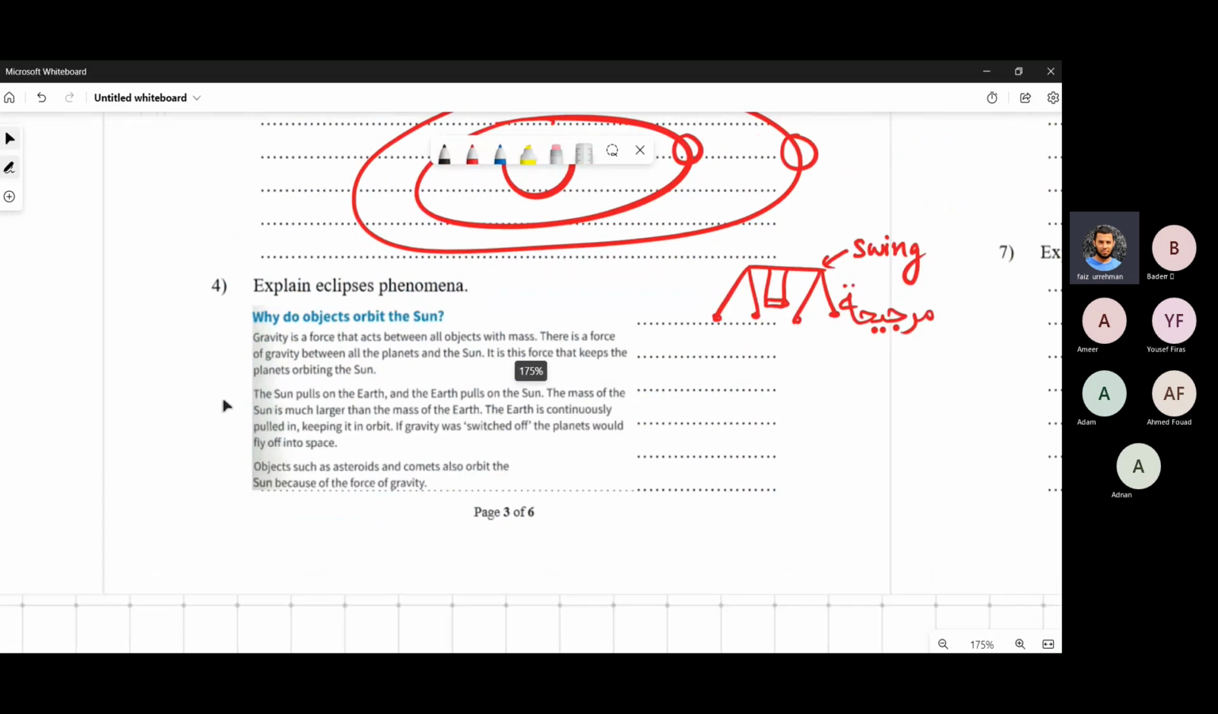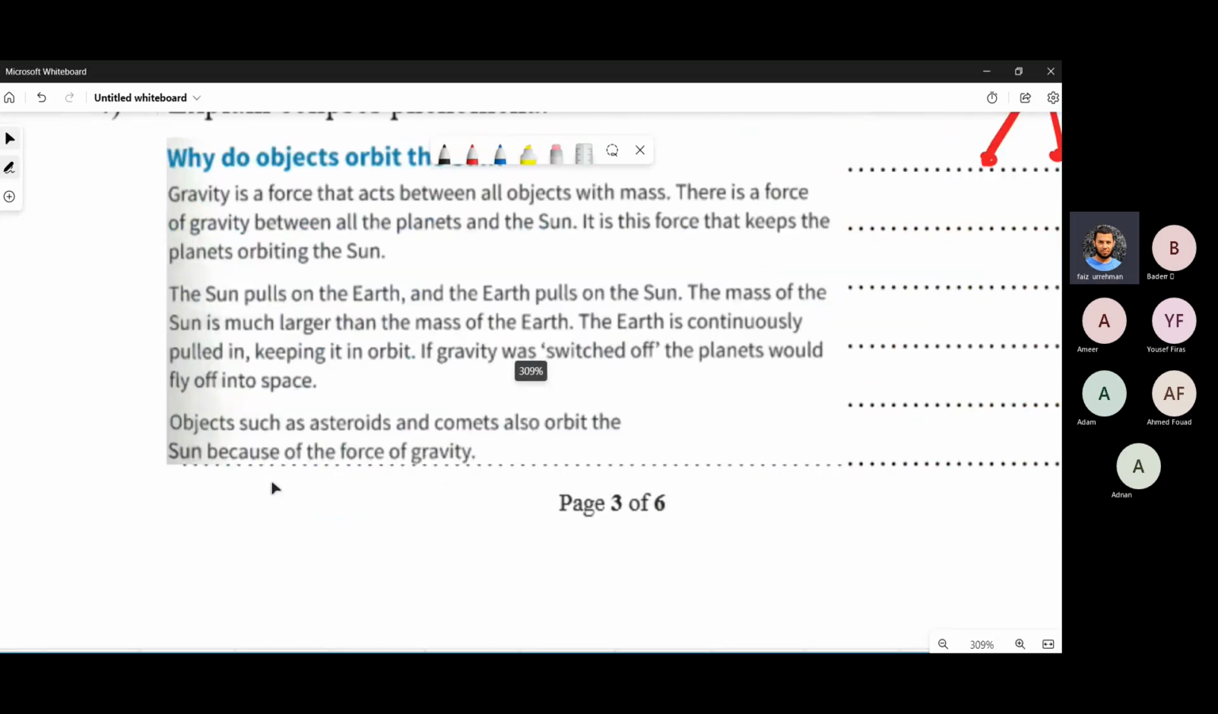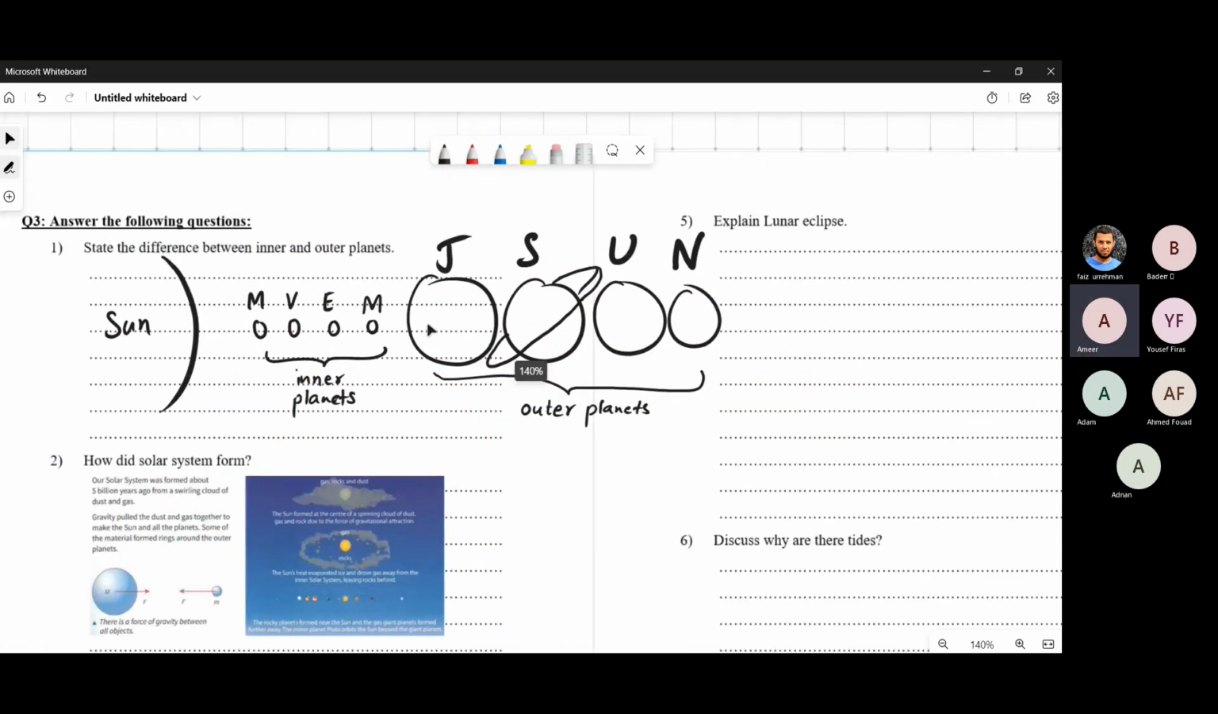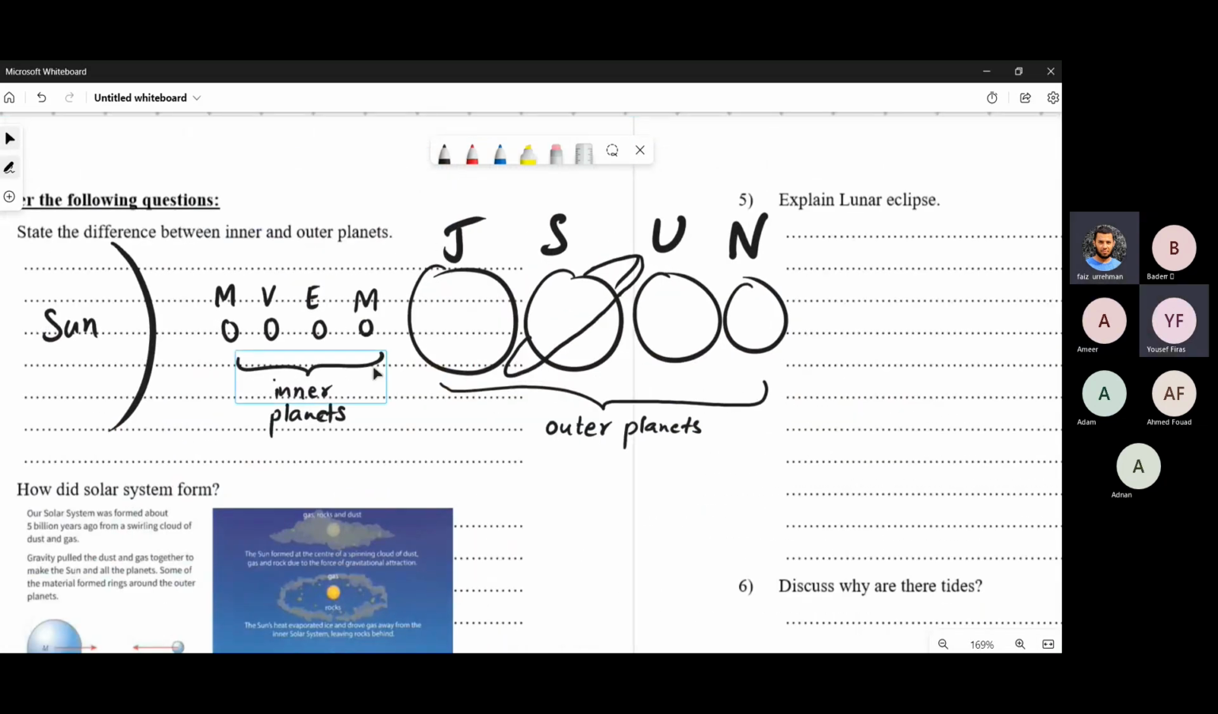By the pulling, okay. What is the asteroid belt? Who can tell me? Where does it lie? Where is the asteroid belt here? Between Mars and Jupiter. Yes, between the border here.